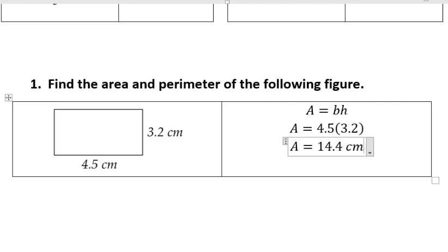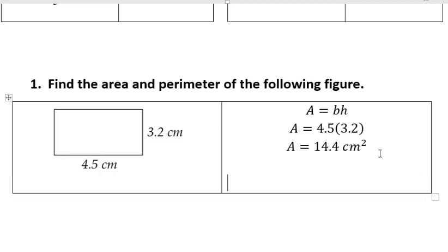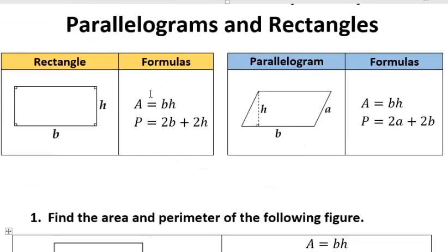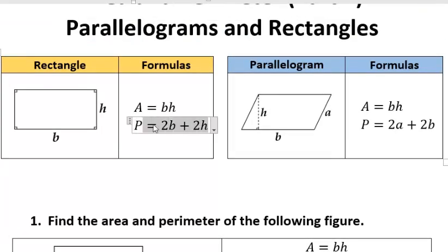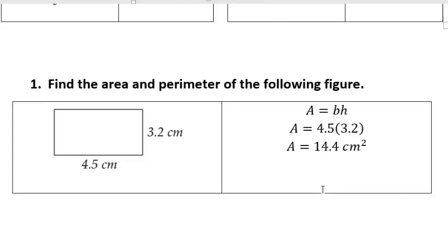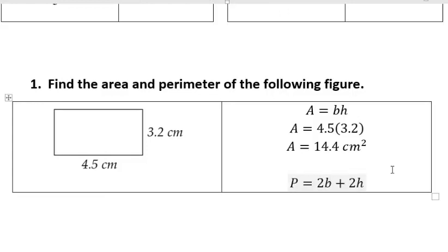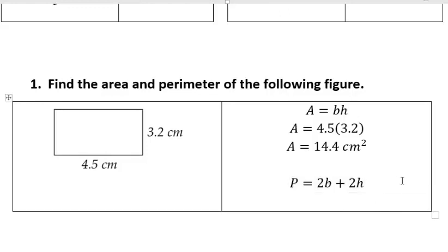I need to put the units. Because I'm talking about the area, I'm going to have to put those centimeters squared. Okay, that's what happens with area. The answers for area are squared units. Now, the perimeter of a rectangle will be twice the base plus twice the height. So I'm going to put perimeter will be twice the base plus twice the height.